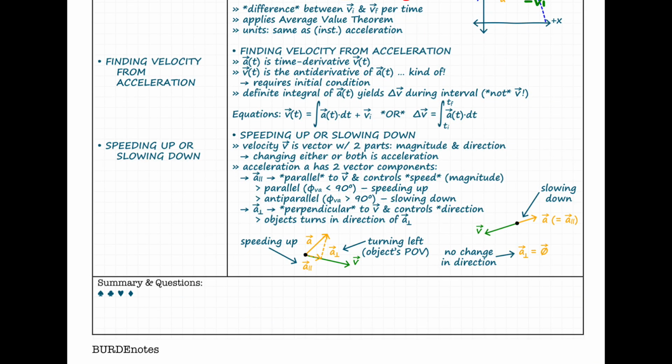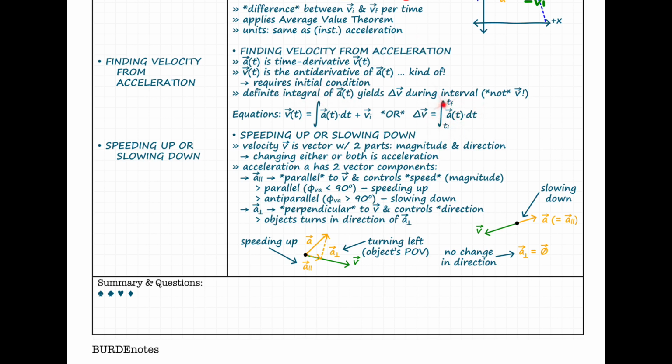We can also find the velocity from acceleration. Acceleration is the derivative of velocity, so velocity should be the antiderivative of acceleration, and it is, kind of. If we integrate acceleration, we're going to end up with a plus c, and we need an initial condition. We need an initial velocity to be able to find out what the velocity would be at any point in time later.